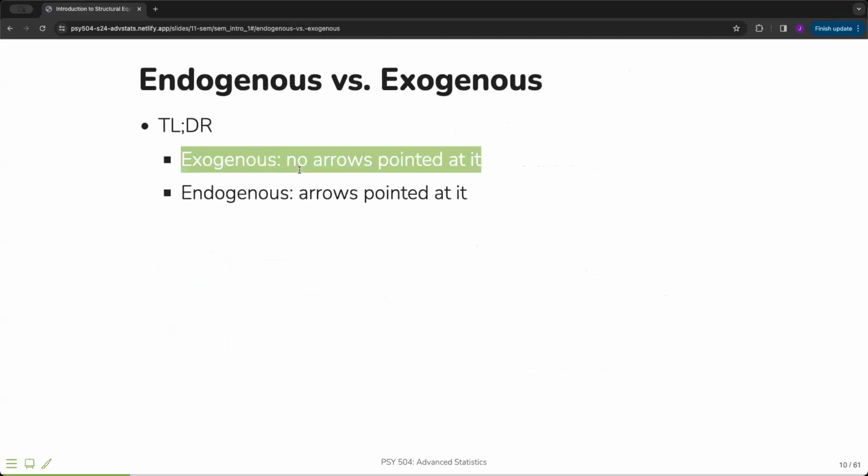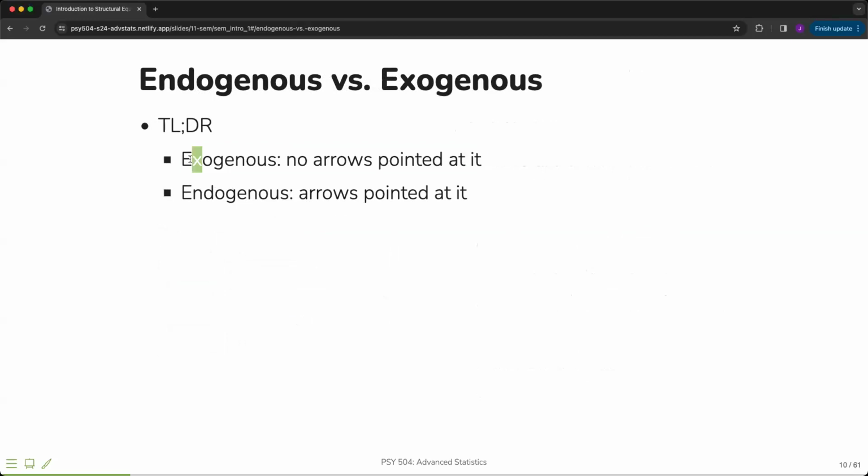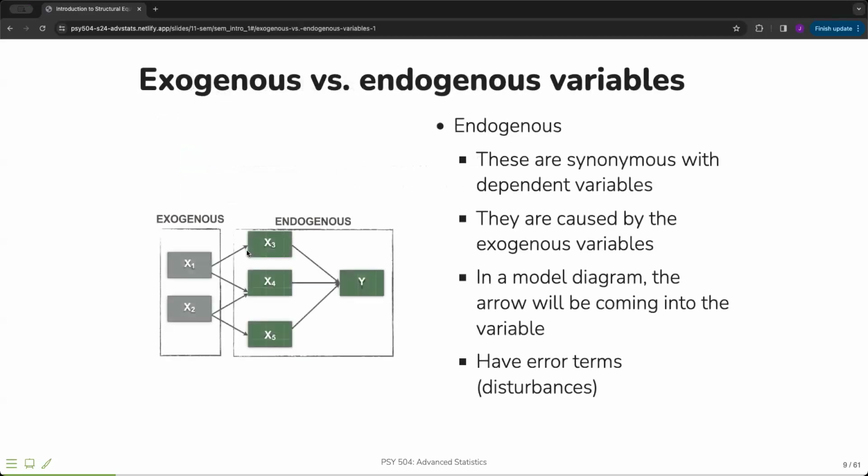So the TLDR: exogenous variables have no arrows pointed at them, and endogenous variables have arrows pointed at them. How I like to remember these things, because it can get quite confusing, is looking at the prefixes. EX means that it's exiting, and EN or END means that it's ending up somewhere. So the arrow is ending up at that particular box. And as Renata pointed out, you can have a variable that's both exogenous and endogenous. In this example, X3 has an arrow pointed to it, but it also has an arrow leaving it. So you can have both.